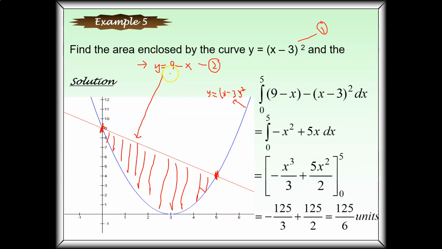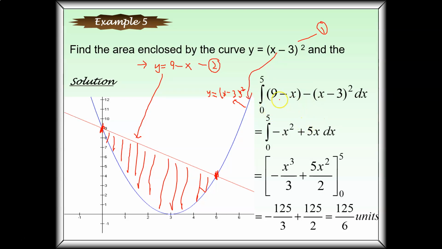Yang merah adalah y equal to 9 minus x. So, this one, dia akan tolak dengan yang bawah, yang curve yang biru, x minus 3 square. This one is this blue line.